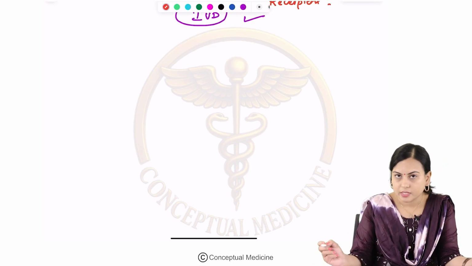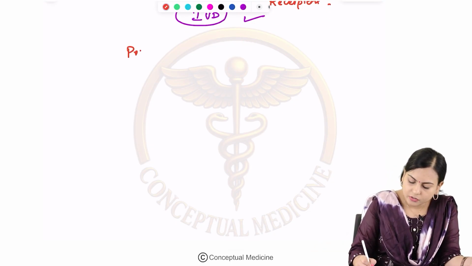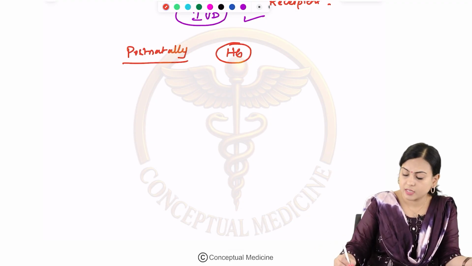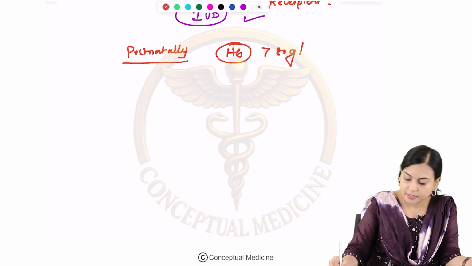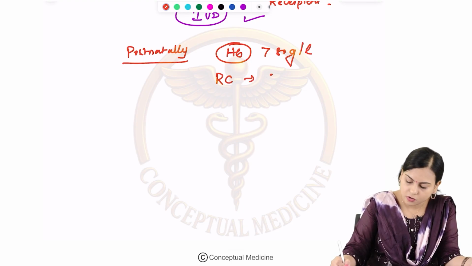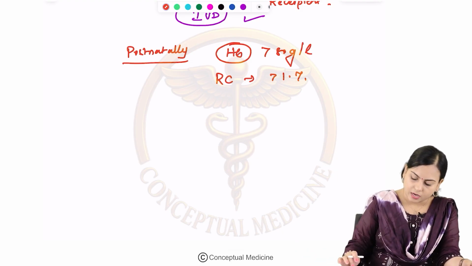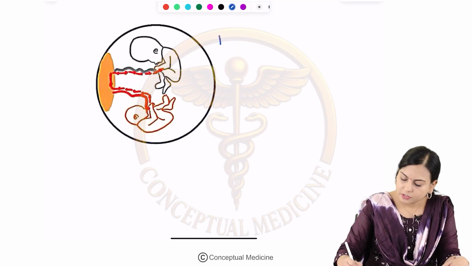Sometimes this condition can be discovered postnatally also. So, when you see postnatally, the hemoglobin between the two fetuses will have a difference of more than 80 grams per liter, and the reticulocyte count will have a ratio of more than 1.7. Okay. And now this is a picture to know about TAPS syndrome.